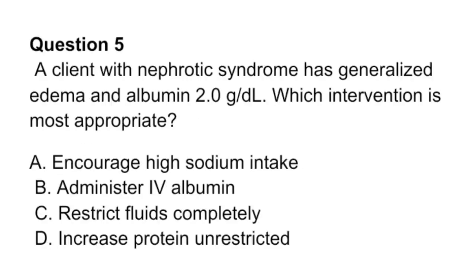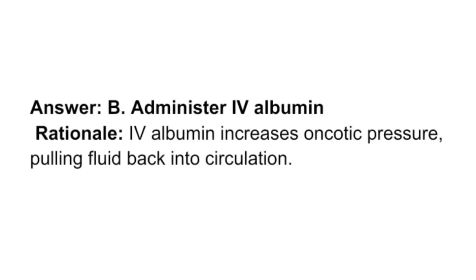Question 5. A client with nephrotic syndrome has generalized edema and albumin 2.0 grams per deciliter. Which intervention is most appropriate? A. Encourage high sodium intake. B. Administer IV albumin. C. Restrict fluids completely. D. Increase protein unrestricted. Answer. B. Administer IV albumin. Rationale. IV albumin increases oncotic pressure, pulling fluid back into circulation.